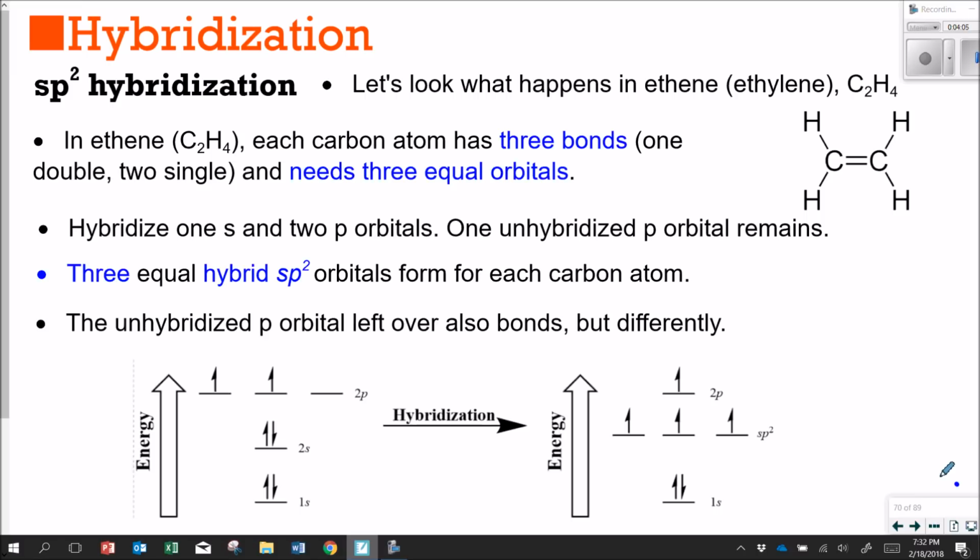For sp2 hybridization, we look at what happens in ethene or ethylene. In ethene, each carbon atom has 3 bonds, 1 double and 2 single bonds. So it needs 3 equal orbitals. So this time we hybridize the s orbital with 2 p orbitals and 1 unhybridized p orbital remains. So here we can see the 2s orbital will hybridize with 2 of the 2p orbitals to form 3 equivalent sp2 hybrid orbitals, and 1 2p orbital remains unhybridized. The unhybridized p orbital left over also bonds, but it will bond differently. We will look at that later.